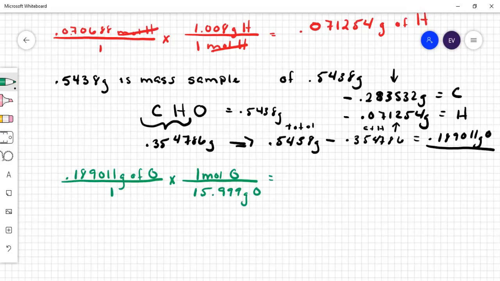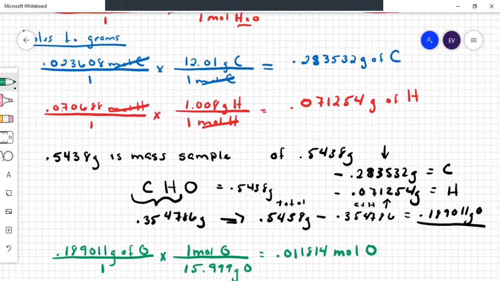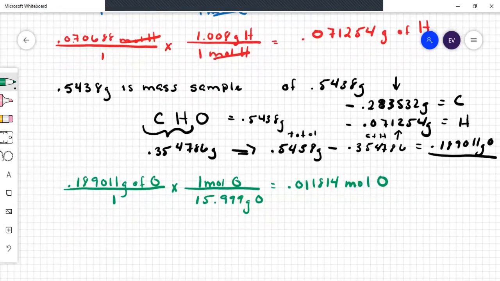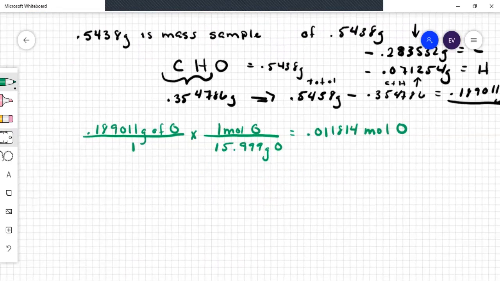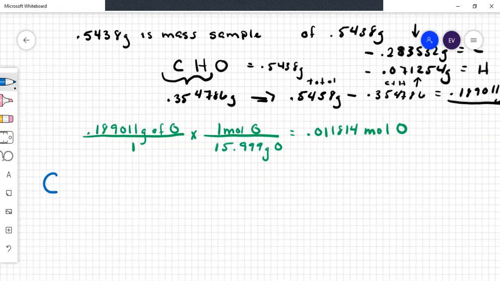divided by 15.999. I end up with 0.011814 moles of oxygen. Okay, so that's where we're at. So now we have the moles of carbon, we have the moles of hydrogen, and now we have the moles of oxygen. So here's where we stand.